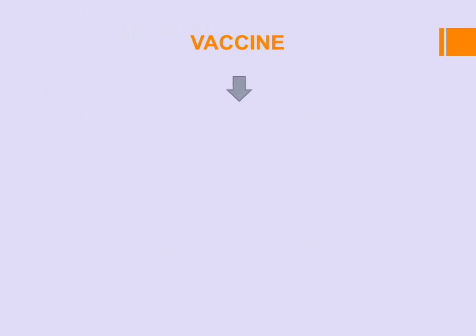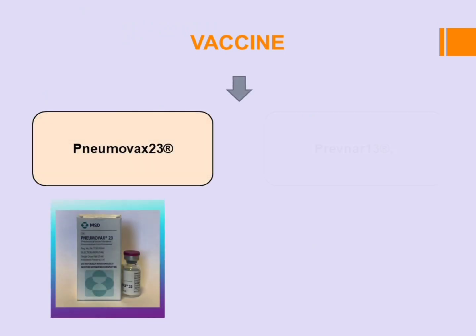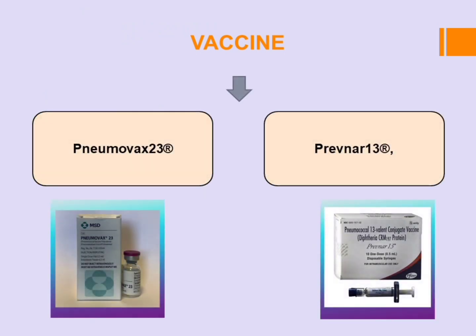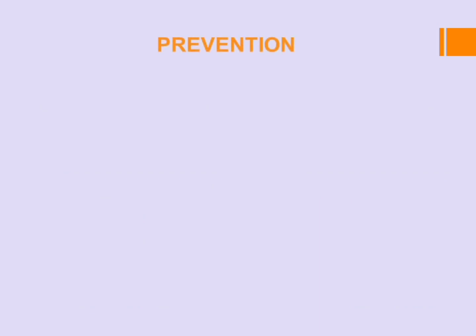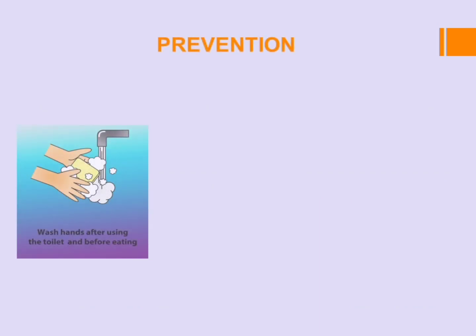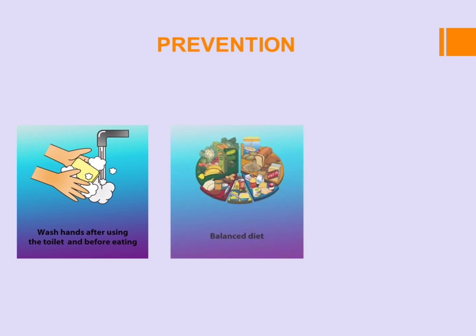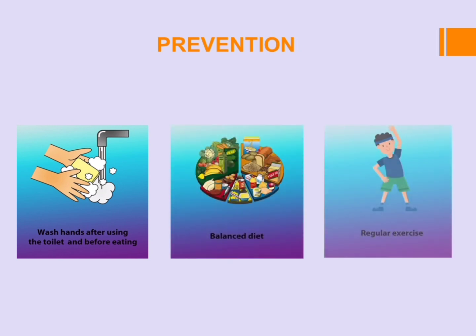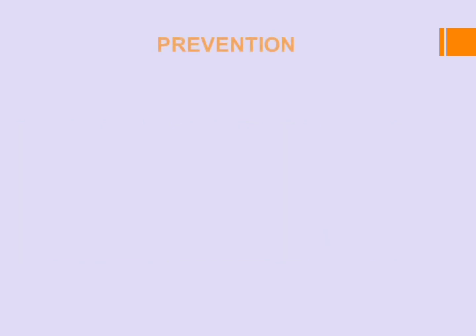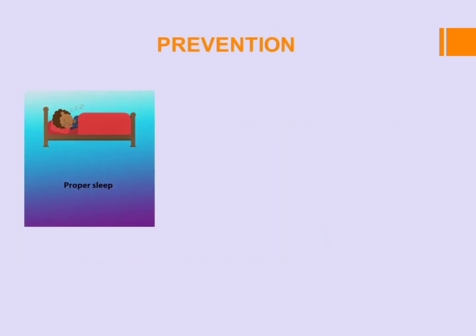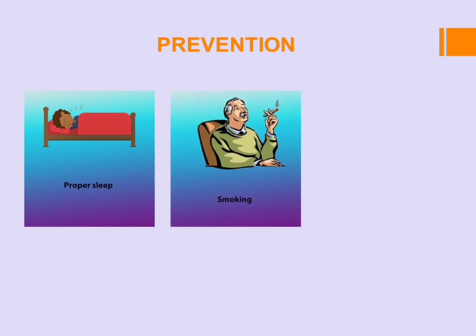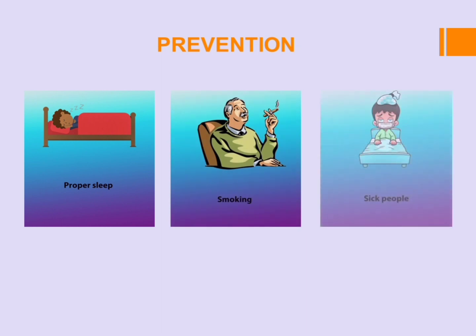There are two pneumonia vaccines available, namely Pneumovax 23 and Prevnar 13. Prevention: washing hands regularly, especially after using the toilet and before eating. Eating a balanced diet, exercising regularly, having proper sleep, avoiding bad habits such as smoking, and staying away from sick people.